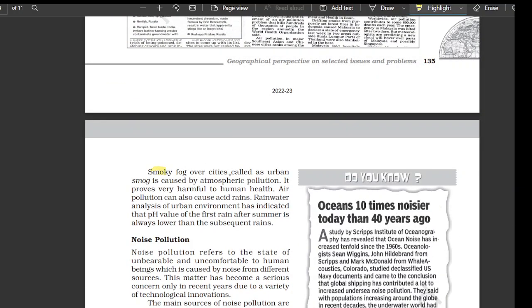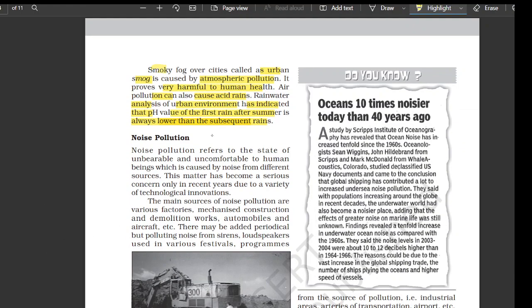Smoky fog over cities is called urban smog, and is caused by atmospheric pollution. It proves very harmful to human health. Air pollution can also cause acid rains. Rainwater analysis of urban environments has indicated that the pH value of the first rain after summer is always lower than the subsequent rains.